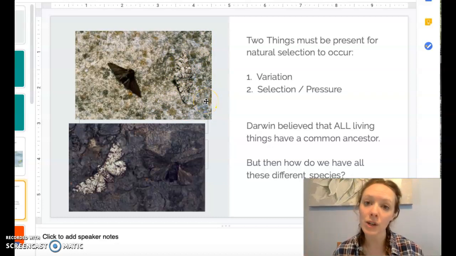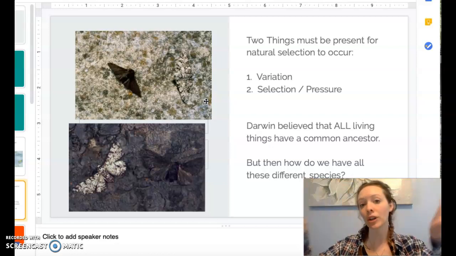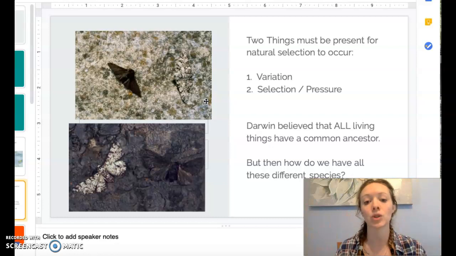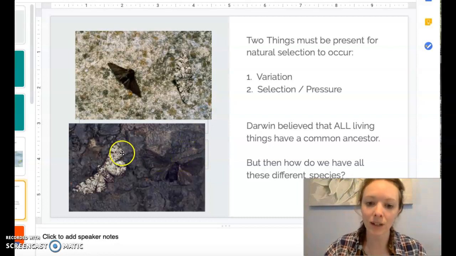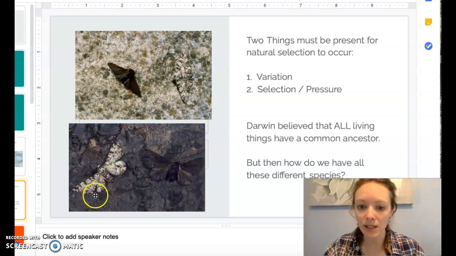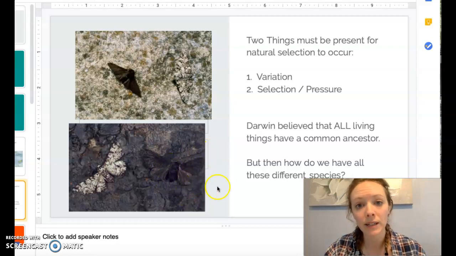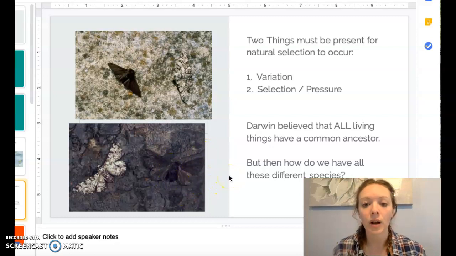However, after the Industrial Revolution, we had all the factories that were throwing the soot and pollution out into the air that covered the trees. Now all of a sudden the lighter ones are easier to see and the darker ones actually blend in a little better. So you oftentimes hear about the peppered moths when discussing natural selection because a lot of scientists looked at them and observed their population numbers through this time.